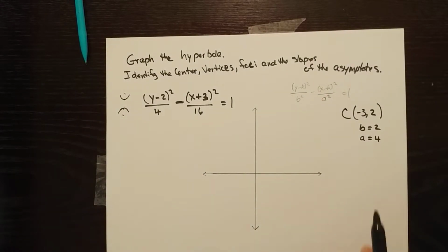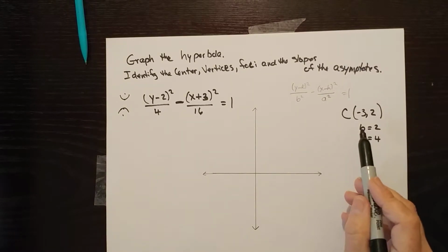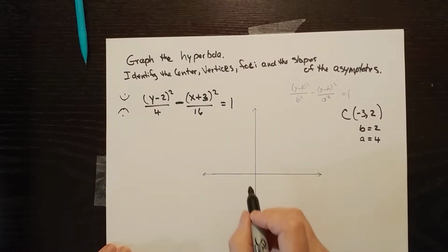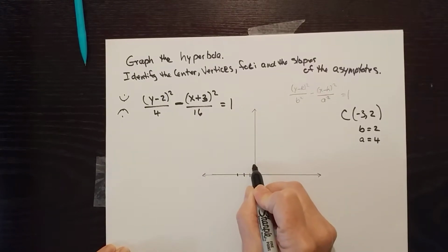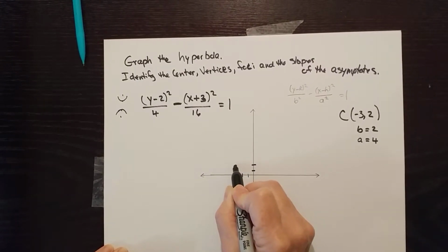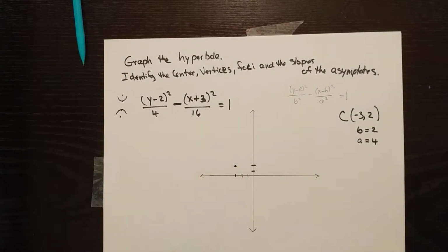Everything is based off of the center, so you've got to go to the center first. I'm going to go over here, -3, up to 2, and this point right here is the center of my hyperbola. It's not part of the graph itself, but it helps form the graph.